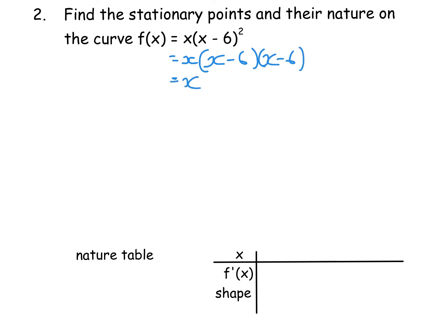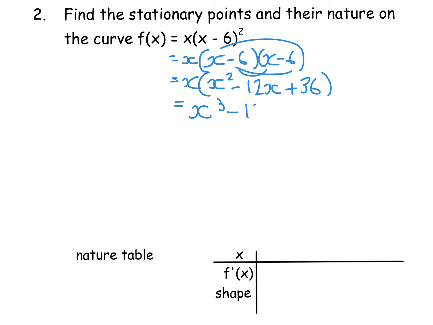This gives us, when you multiply this out, first terms give you x squared, the outsides give you minus 6, and the insides give you minus 6. So that is negative 12 altogether, x. And then the last two things give you plus 36. I'm then going to multiply that through by x, so I have x cubed minus 12x squared plus 36x. Right, now I'm ready to differentiate.